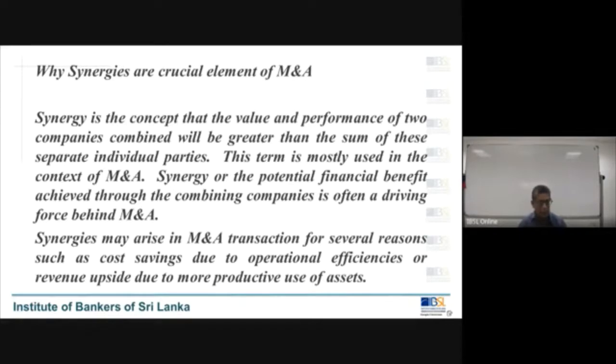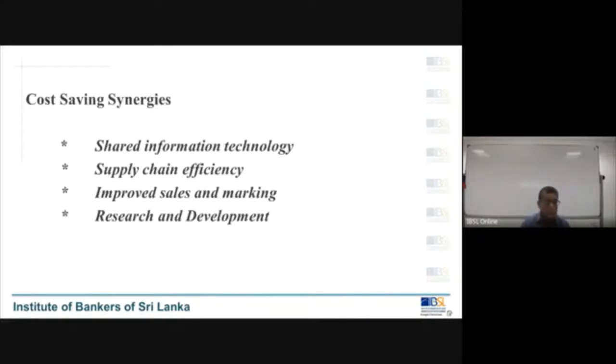So synergies may reduce the cost and improve the operational efficiency, right? More productive like this. So the synergies basically go for cost sharing and cost savings. We can experience information sharing, supply chain efficiency, improved sales and marketing, and improved research and development. So the synergies will benefit so many things. Those are cost saving synergies. Sometimes we call them revenue synergies, where you may have patents and complementary products, right? So those are what you call revenue upside synergies.